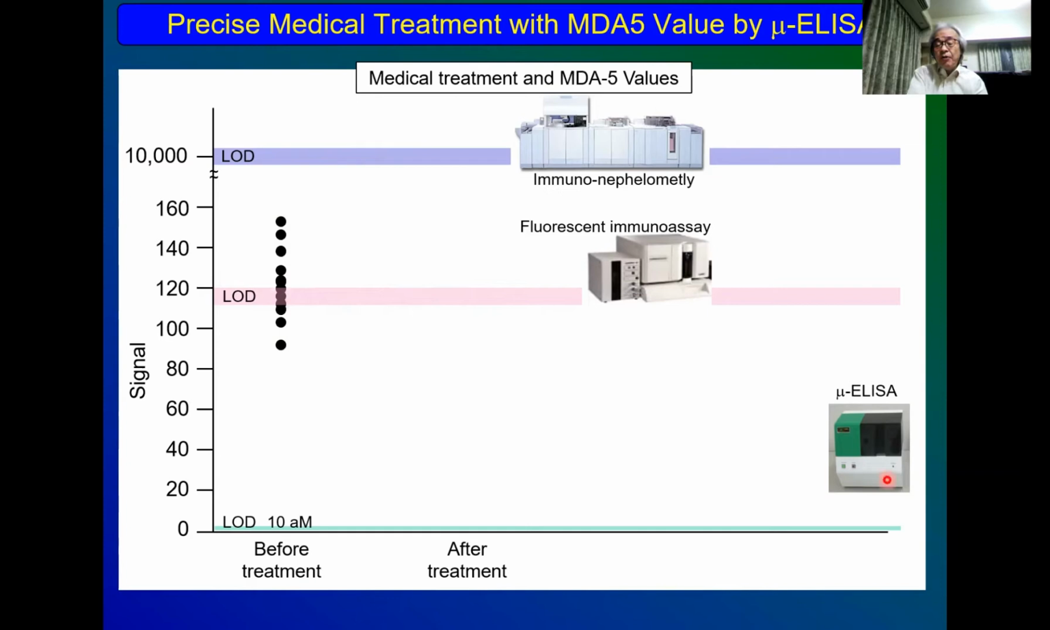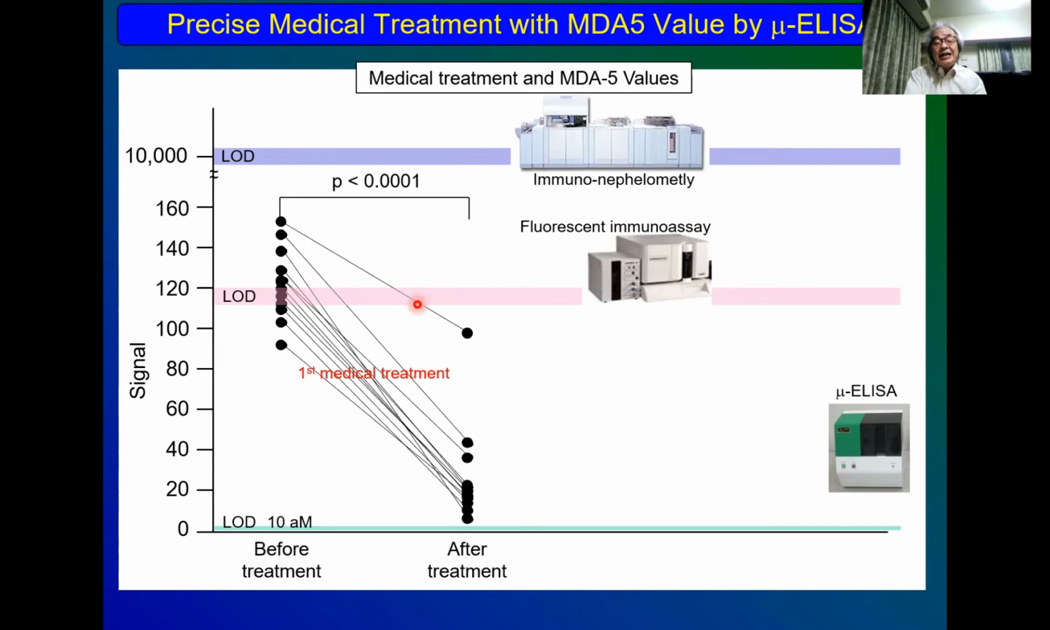And then the patients, our collaborators, received faster medical treatment, and after that the quantity of the MDR5 decreased dramatically. Unfortunately, in one patient the MDR5 couldn't decrease, so he died, whereas the other people could survive. Those two cases were suspicious.